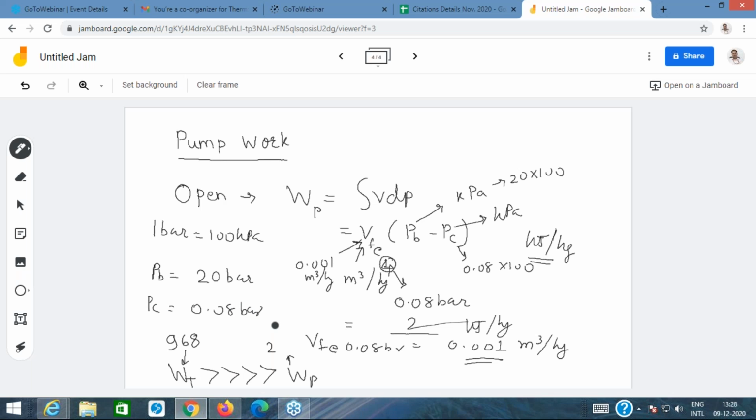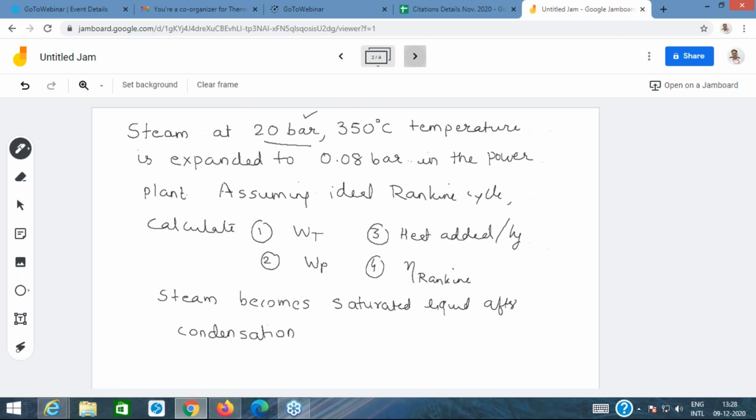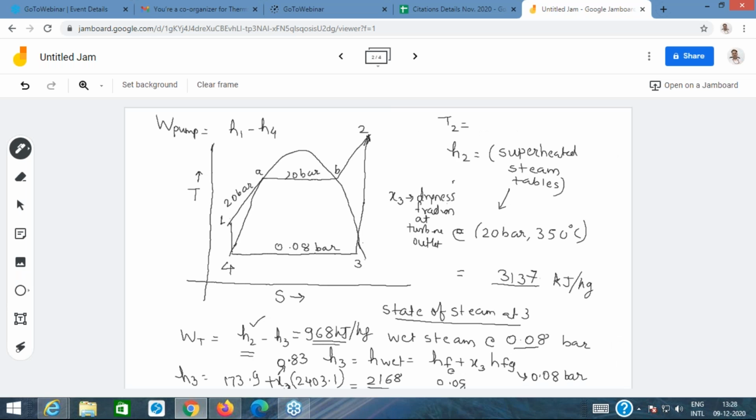Now, once you get this pump work, you can figure out H1. What is H1? Look at the diagram. H1 is H4 plus pump work. Do you agree with me? Look at this expression. You have calculated pump work as 2 kilojoules per kg.